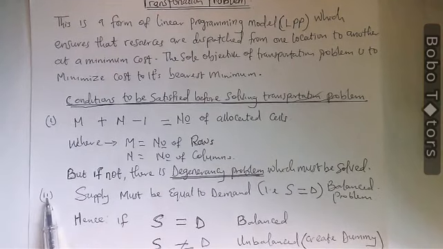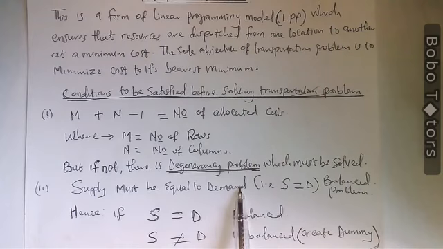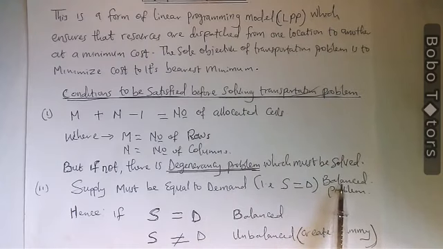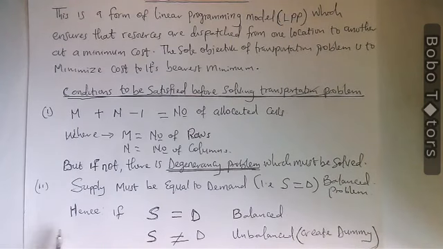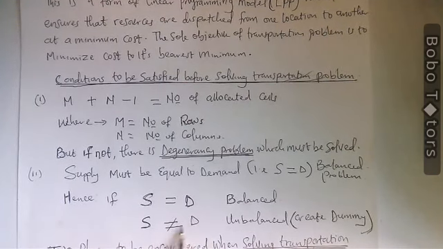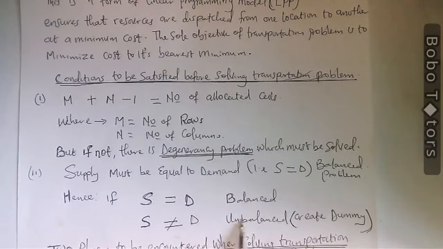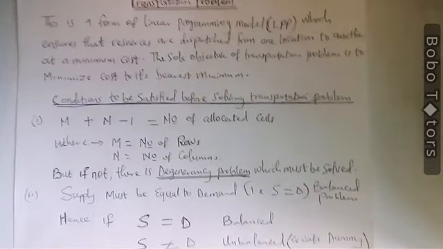Now, the second condition is the supply must be equal to your demand. Supply must be equal to your demand. That's what we call a balanced problem. Whenever you are solving a transportation problem, your supply must be equal to your demand. But if supply is not equal to demand, definitely we have an unbalanced transportation problem. Here, you have to create either a dummy row or a dummy column. This will not be considered in this lecture. It will be considered in a subsequent lecture.